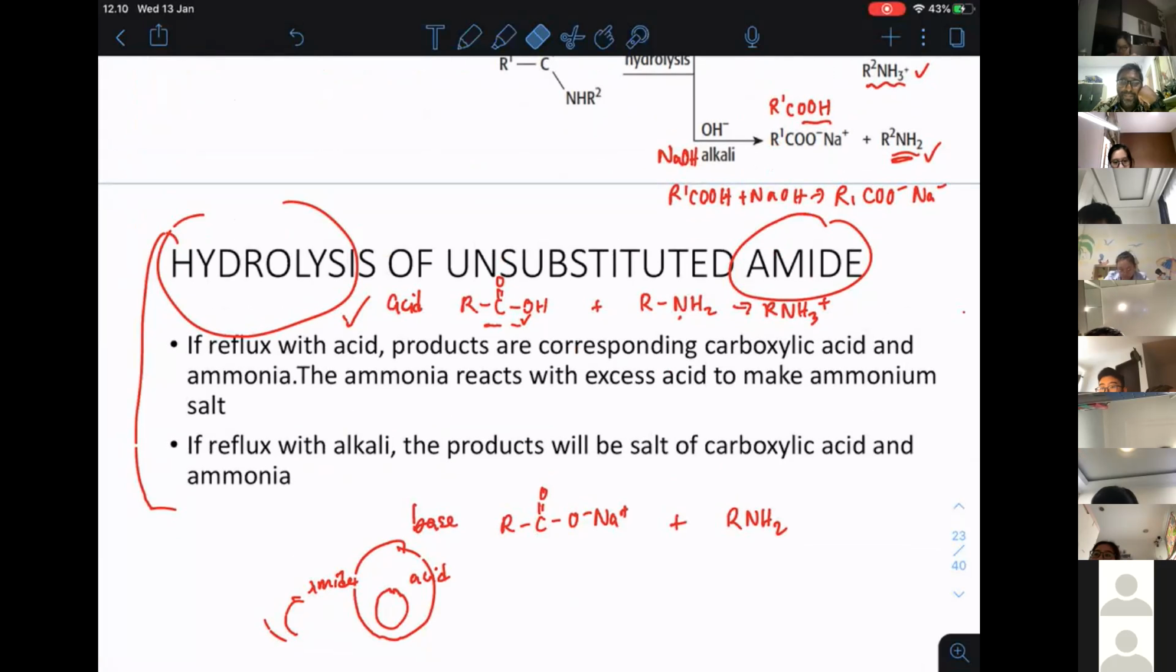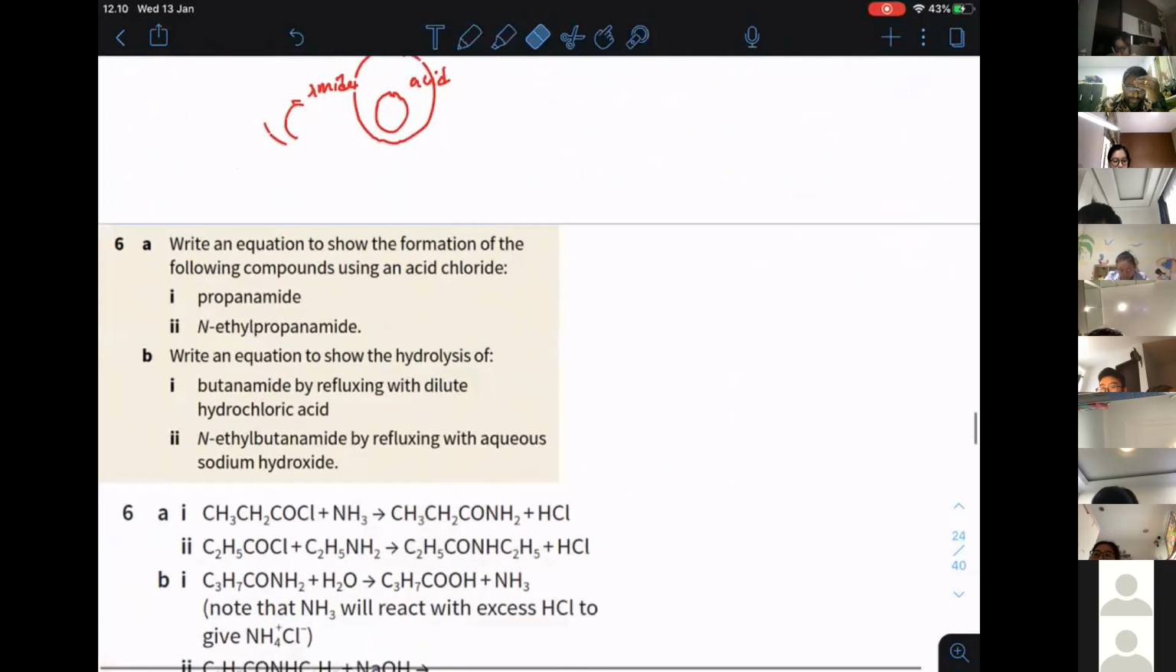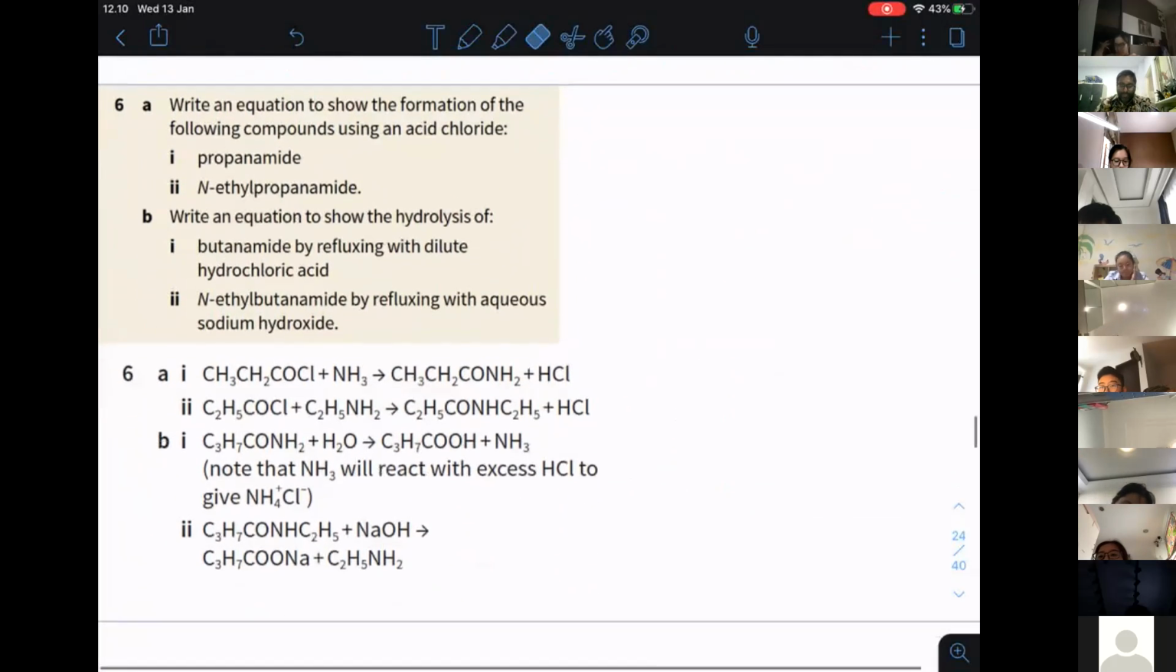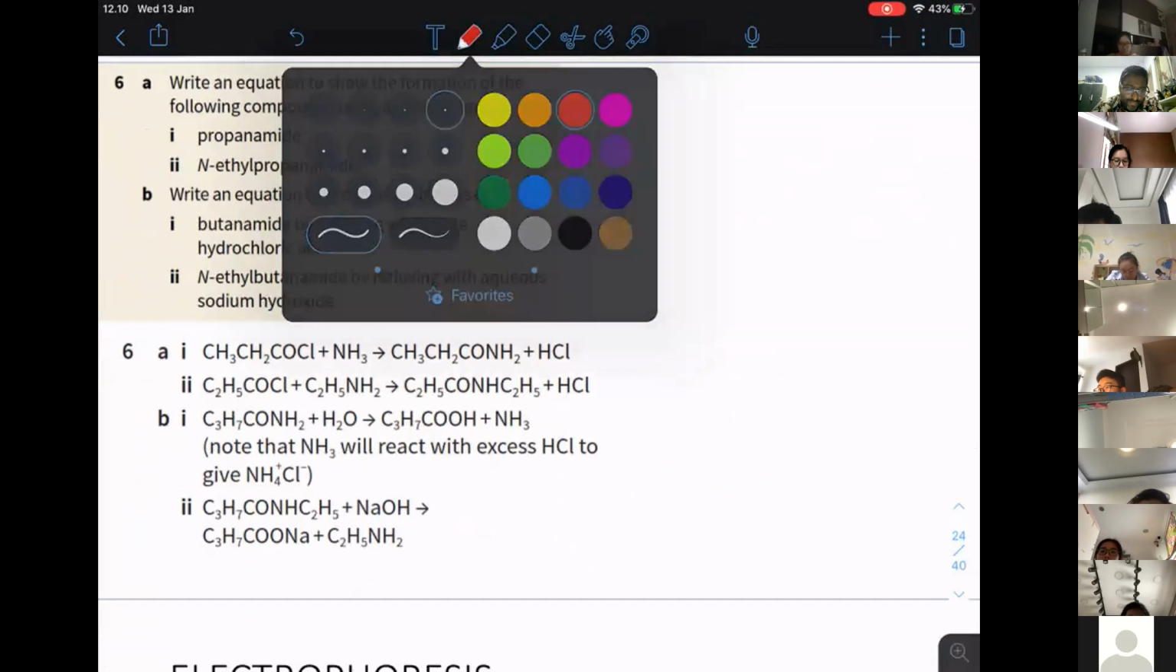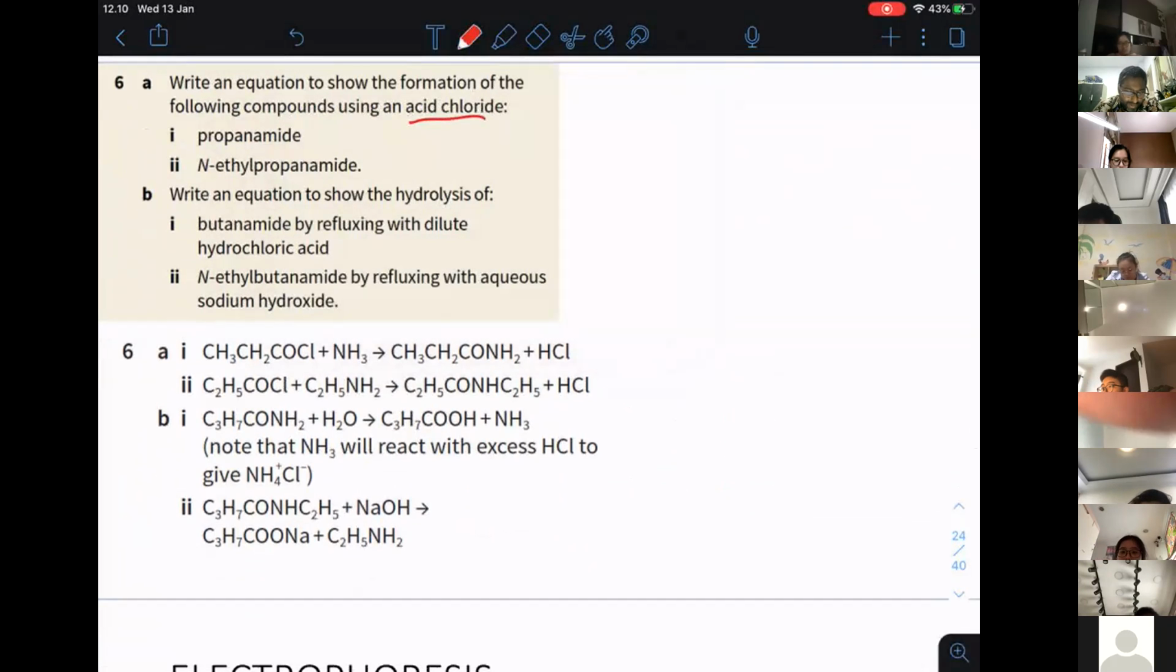Yes, yes. Now let's actually look at the equations. It's already 12:10. Write an equation to show the formation of the following compounds using acyl chlorides. If you want propanamide, you use this 3-carbon acyl chloride, then you react it with NH3. You can actually get propanamide.